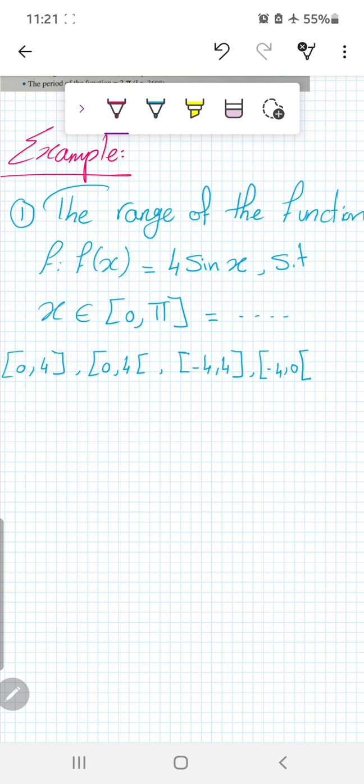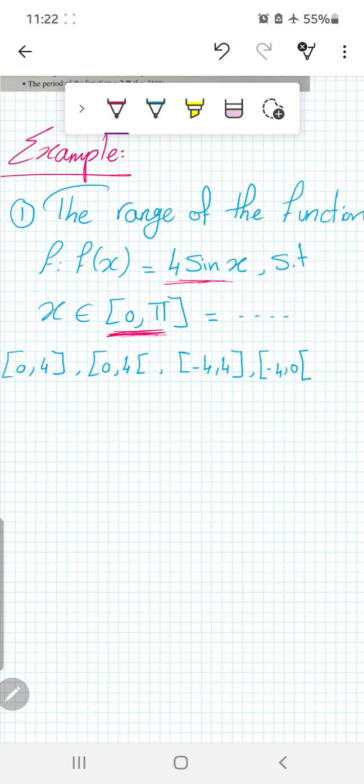We have an example. This example we found in last year's exam. Okay, the range of the function f of x equals 4 sine x such that x belongs to 0 and pi. Okay, as we said, here the coefficient is 4, so the range is negative 4 to 4. No, it's wrong, because here the domain is 0 to pi. If the domain were 0 to 2 pi, then the range would be -4 to 4. Okay, so focus here, the domain is 0 to pi.